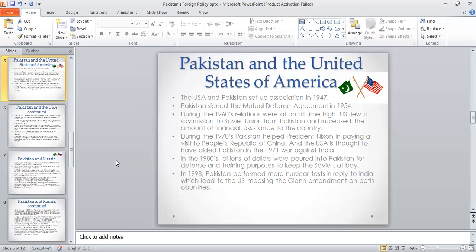General Ziaul Haq pushed on with the nuclearization program, and in 1990, the Pressler Amendment, which was imposed on Pakistan, barred it from receiving defense and budget aid. The Pressler Amendment was repealed by the Hawkins-Warner Amendment on 17 July 1997. In 1998, Pakistan performed more nuclear tests in response to India, which led to the US imposing the Glenn Amendment on both countries. Relations further plummeted in 1999 during the Kargil fiasco.